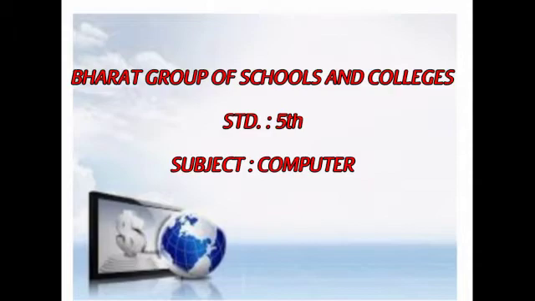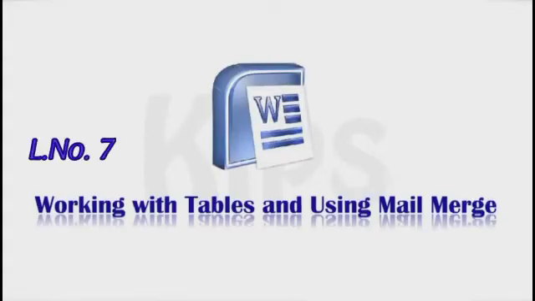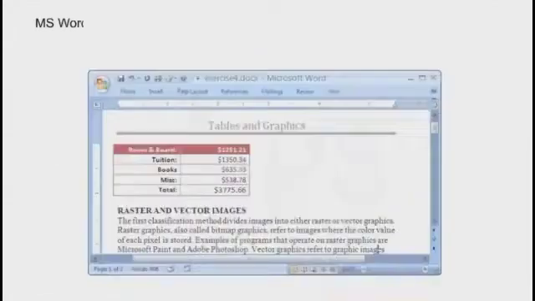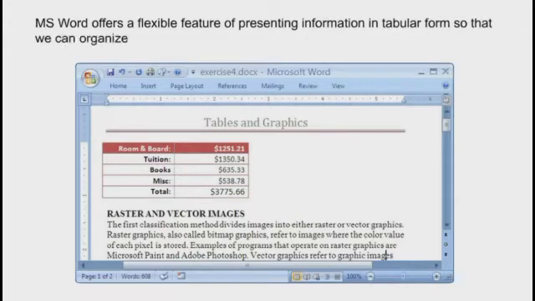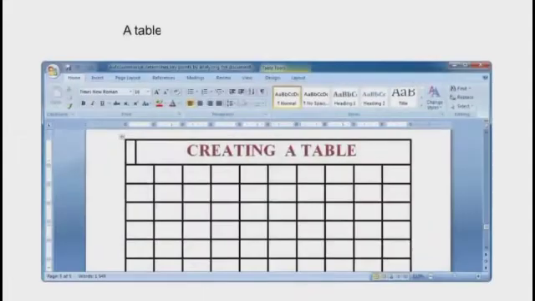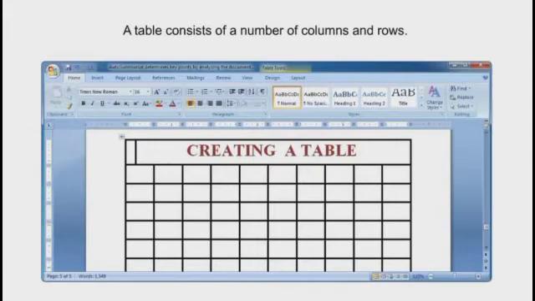Standard 5th Computer Subject. Lesson number 7: Working with Table and Using Mail Merge. Microsoft Word offers flexible features of presenting information in a tabular form so that we can organize data efficiently. A table consists of a number of columns and rows.